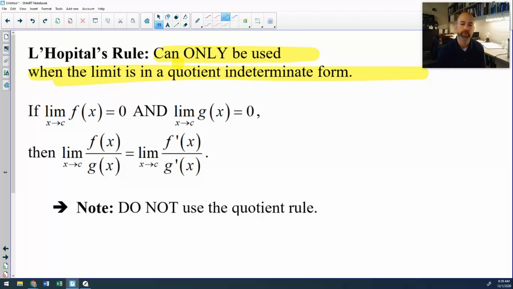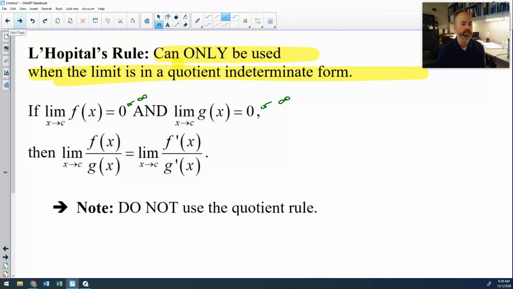Now, I do probably need to add in here, I wrote if the limit equals 0, that could also be infinity. So you're looking for 0 over 0 or infinity over infinity. In that case, you can use L'Hopital's rule. And notice that I am not doing the quotient rule. This is not low d high minus high d low over low low. We are simply differentiating top and bottom independently and then re-evaluating the limit.